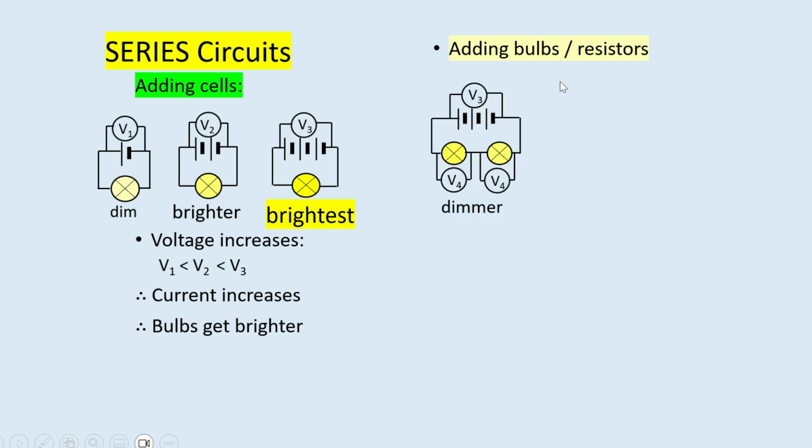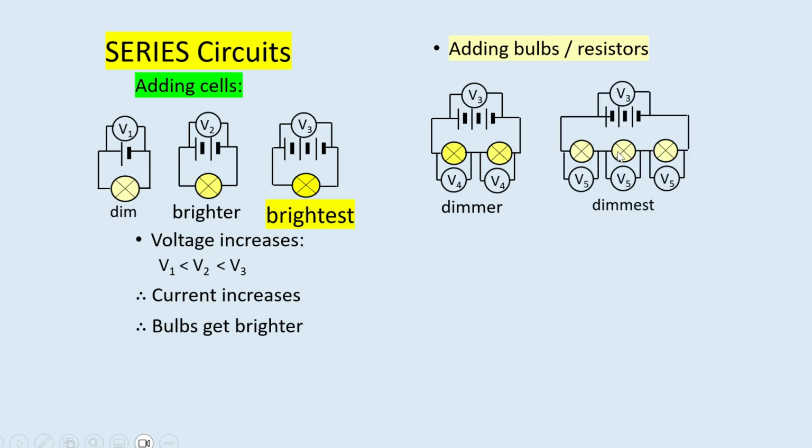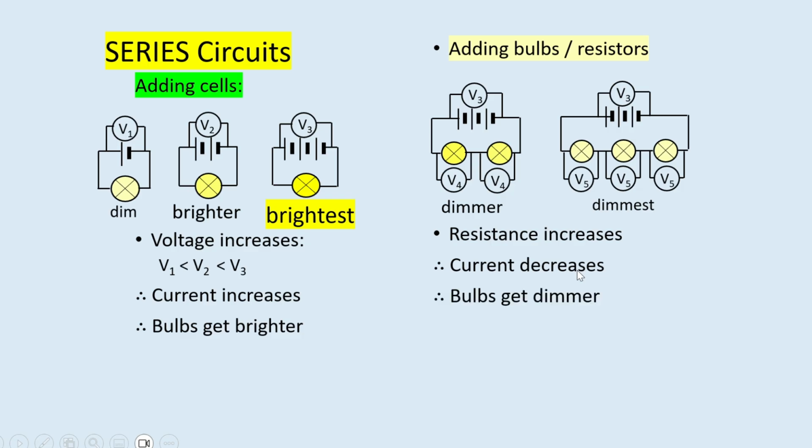Adding resistors, however, as you compare this one with this one, I've added an extra resistor. More resistance means less current, and therefore it's dimmer. And this would be dimmer still because we now have 3 resistors in series. So the resistance increases as you add extra resistors. The current therefore decreases, and therefore the bulbs are dimmer.